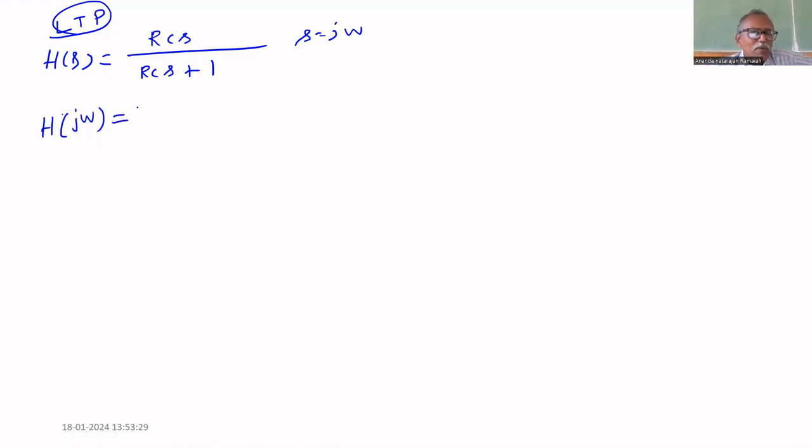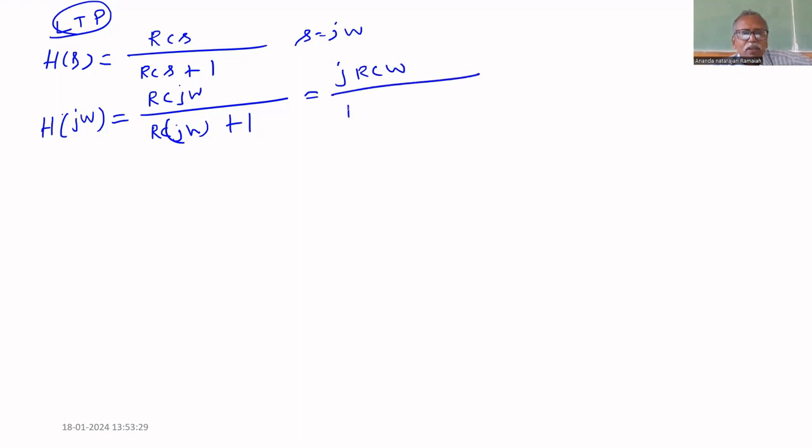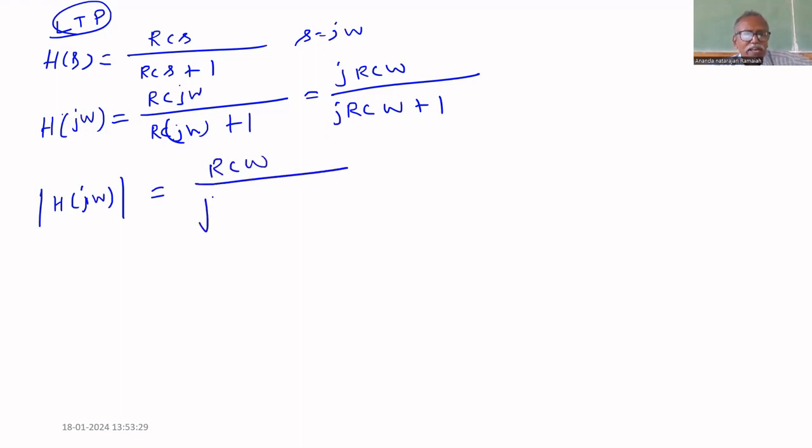H of J omega equal to replace S by J omega: RC J omega divided by RC J omega plus 1. Or you can call that J RC omega divided by J RC omega plus 1. What is the magnitude of H of J omega? Equal to RC omega divided by square root of R square C square omega square plus 1.